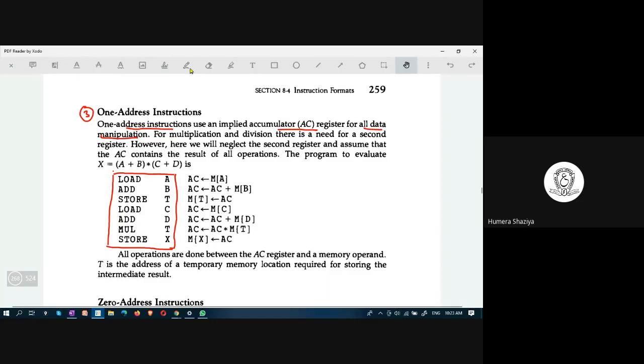Therefore, you are copying A into AC, then add B. Add B means add the contents of AC with the contents stored at address B in memory, which is expanded here: AC equals AC plus M of B. Store T means whatever is there in the accumulator, you are storing into the memory address represented by T.